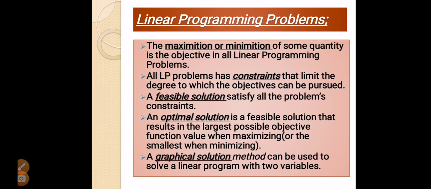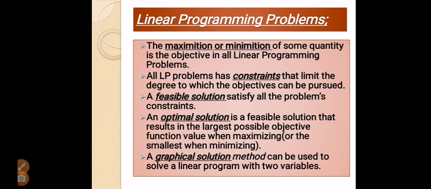An optimal solution is a feasible solution that results in the largest possible objective function value when maximizing, or the smallest when minimizing. It is a feasible solution that has the most favorable value of the objective function. The optimal solution obtained is optimal for the specific problem formulated.